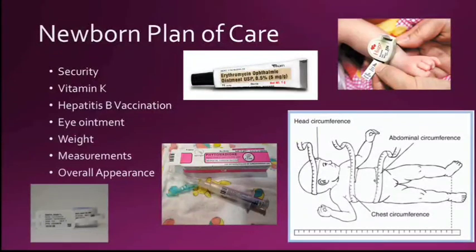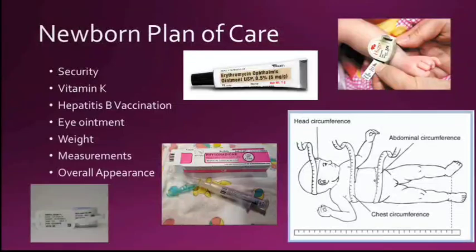So the head circumference is going to be measured at the brow line. That's the widest part of the fetal head, or the infant head now. The chest measurement is going to be at the nipple line. And those two measurements should correlate with each other. So you shouldn't have an infant that has a 16 centimeter head measurement and a 12 centimeter chest measurement. Those two measurements should correlate pretty well with each other.